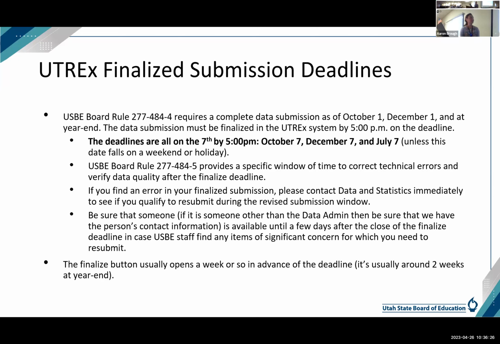And those 3 deadlines right now are all set on the 7th: October 7th, December 7th, and July 7th by 5 p.m. Sometimes if those dates fall on a weekend or a holiday, it will be the following business day. We did have a past data meeting where we talked about potentially changing the July date, but as of right now, it is still the 7th. Until you hear otherwise, just plan on that. And it definitely would not change in this upcoming July.